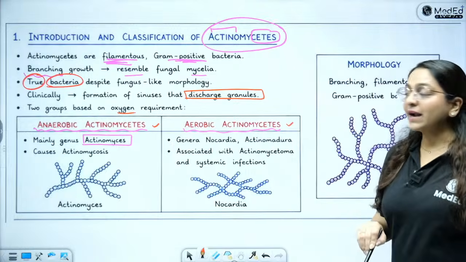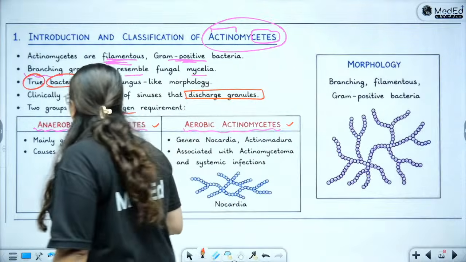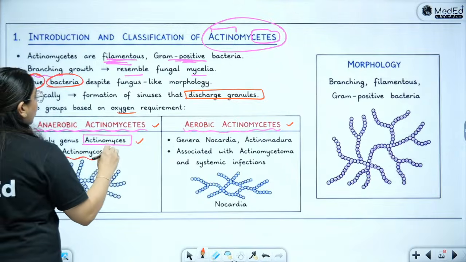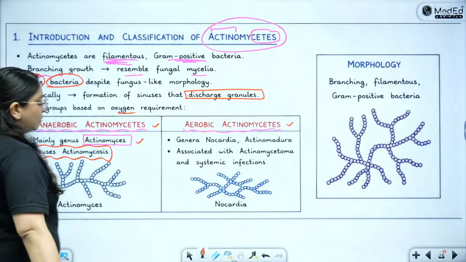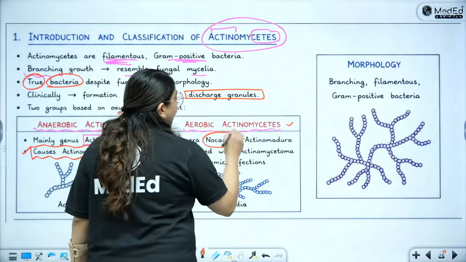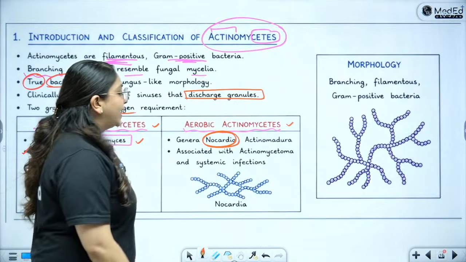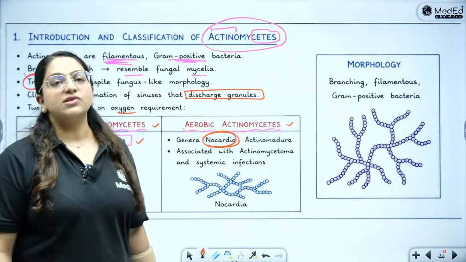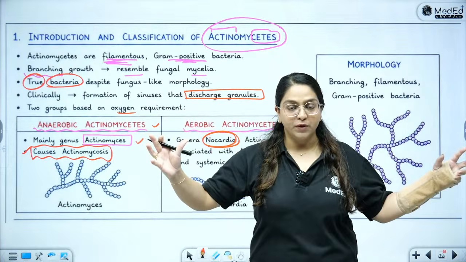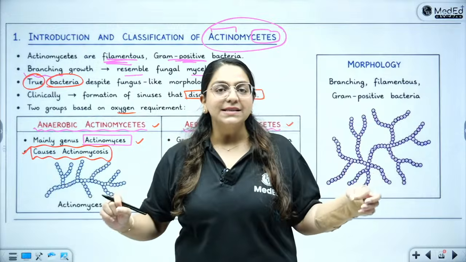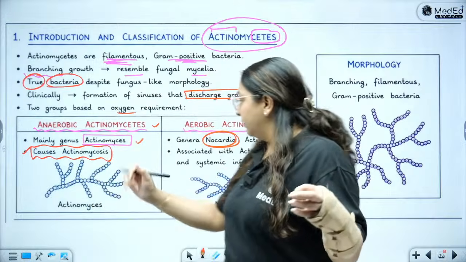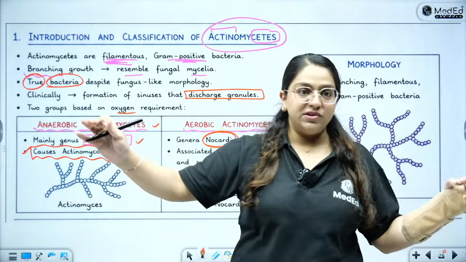The anaerobic Actinomycetes mainly involve Actinomyces, okay, and Actinomyces causes actinomycosis. Then you have the aerobic ones, which are Nocardia and Actinomadura. ये क्या करता है? Actinomycetoma and infectious diseases, right? So what is the family? Actinomycetes. Okay, what are the possible diseases? Actinomycetoma or actinomycosis. ठीक है? Let me write it.